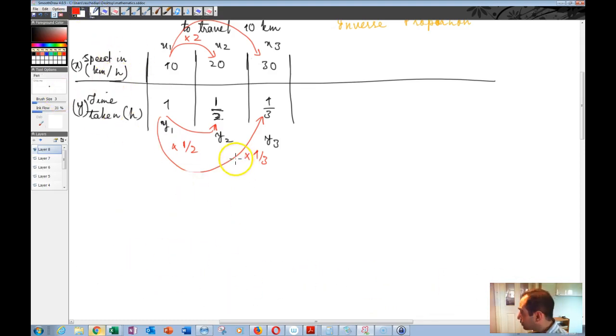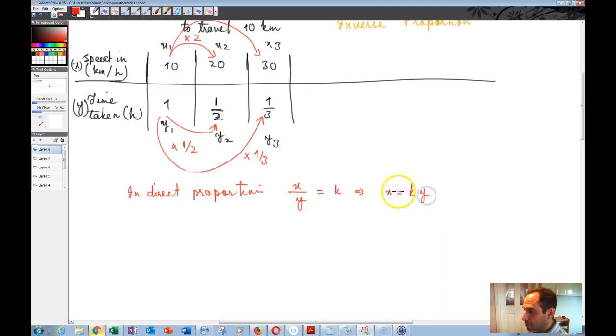So the definition is that in the case of direct proportion, we said that two quantities or two variables are in direct proportion if, x and y being the two different variables, the ratio of these two numbers is equal to k. So you can basically write x is equal to ky, for example, k being a constant.